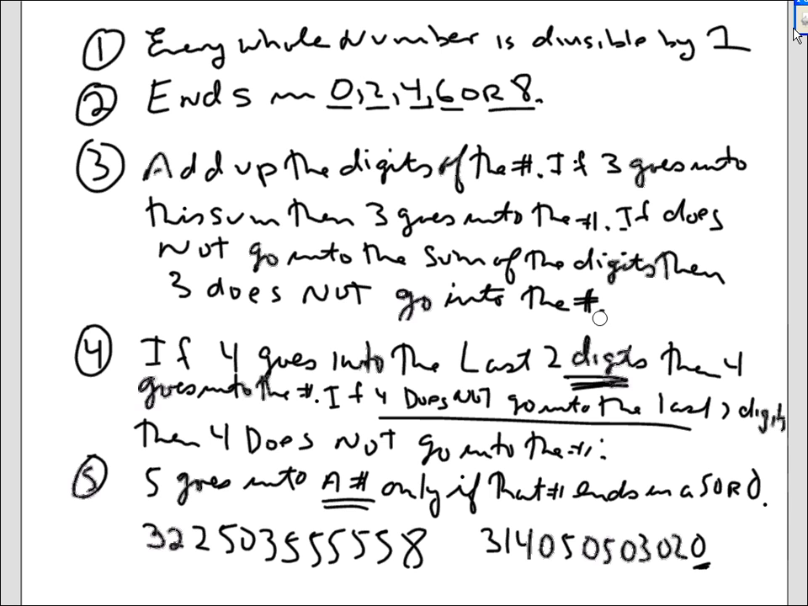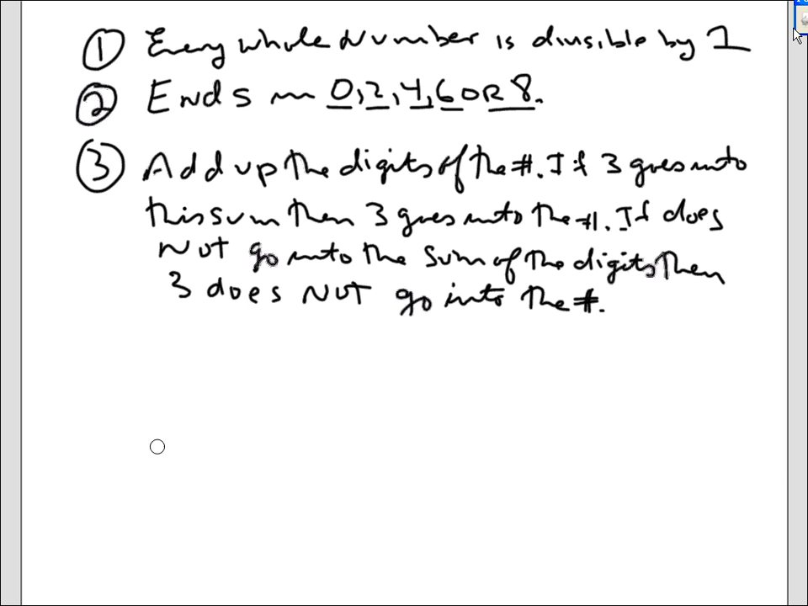For the next one, I want 2 and 3 to remain on the board. A number is divisible by 6 if it's divisible by 2 and 3. That is, if it follows the rules for 2 and 3. It ends in an even digit, and when we add up the digits, 3 goes into that number.